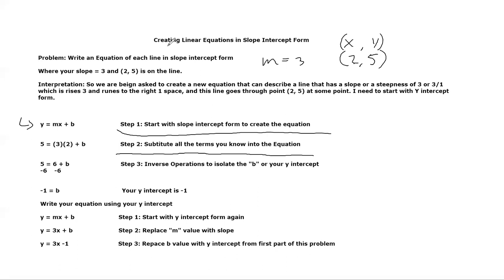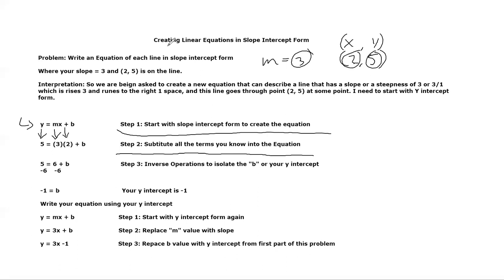So we're going to plug in everything that we know. So the y became the 5, right? Because the y is the 5 here. The m, the slope, is your 3 because they told us that was our slope. We didn't have to figure anything out. They just told us. And our x happens to be 2.